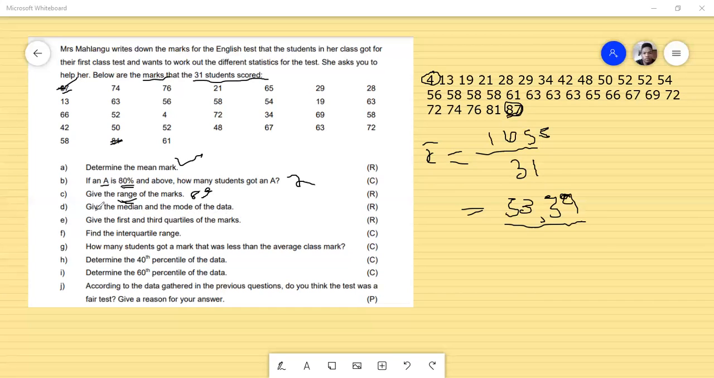And then they ask us to give the median and the mode. The median we said is the middle one, which is also known as Q2. And I said that for median, you must always find the position. The formula for the position is half of n plus 1, where n represents the number of elements. The number of elements we have is 31, so it will be 31 plus 1, giving you 32. Half of 32 is going to be 16.